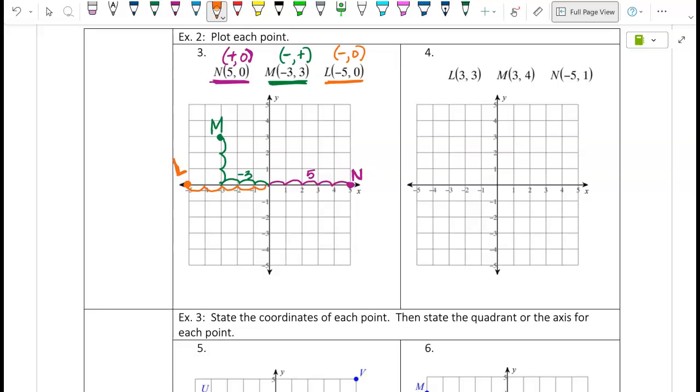Number 4, point L. 3, 3. So we have a plus pair. So again, starting at the origin, I go 1, 2, 3. There's my plus 3, and then I go up 1, 2, 3. And that is my point L.